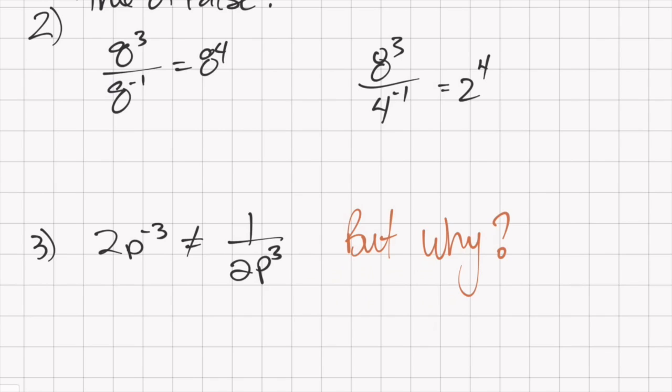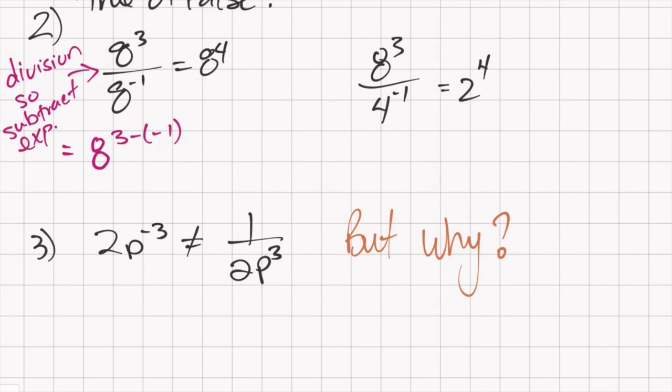Okay, so for these questions, we want to decide if it's true or false. Does 8 to the exponent 3 over 8 to the exponent negative 1 equal 8 to the exponent 4? Well, let's look at it. Apply our exponent rules. 8 to the exponent 3 is being divided by 8 to the exponent negative 1. So that means I need to subtract the exponents. So I would have 8 to the exponent 3 minus a minus 1, which means that I would actually be adding there. So it would be 8 to the exponent 4. So, because one side equals 8 to the 4, that equals the other side, 8 to the exponent 4. So it's actually true.